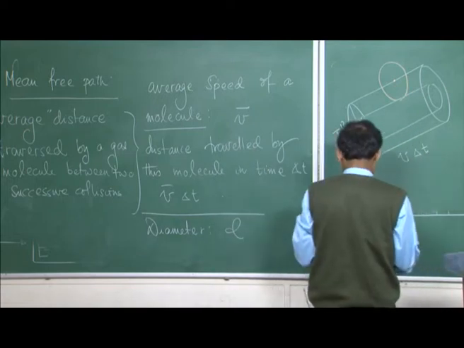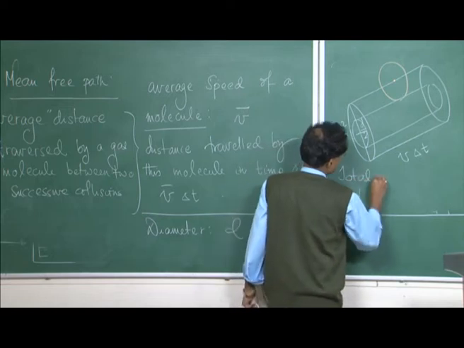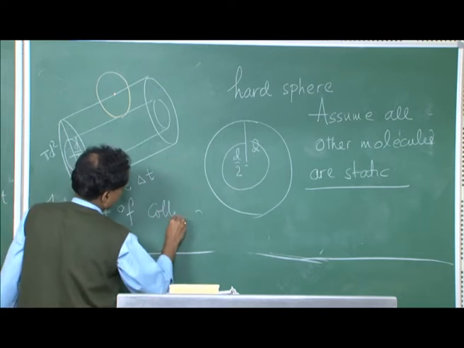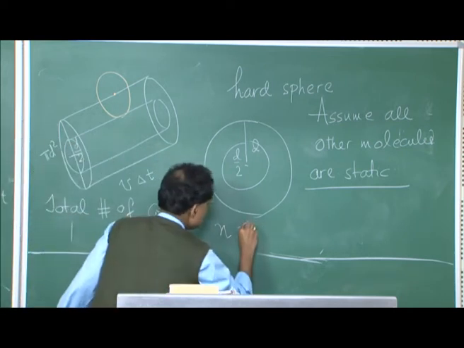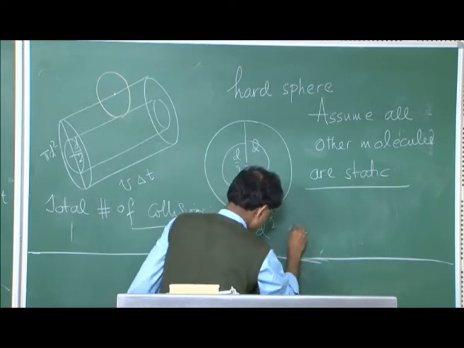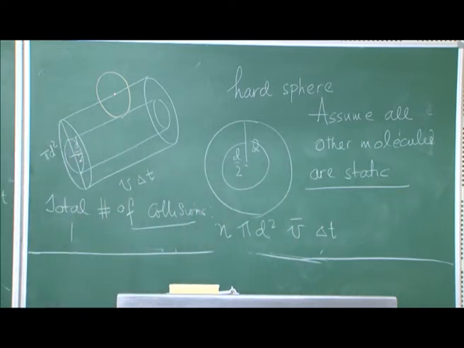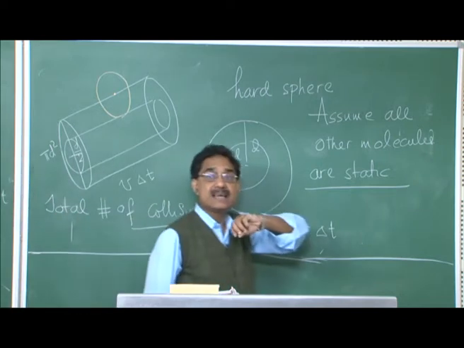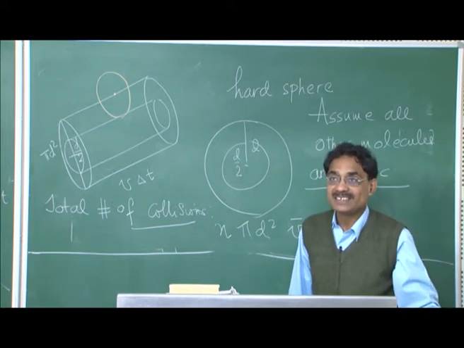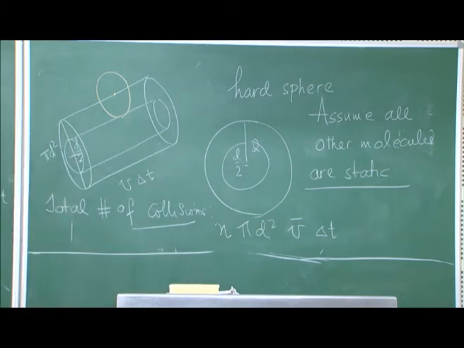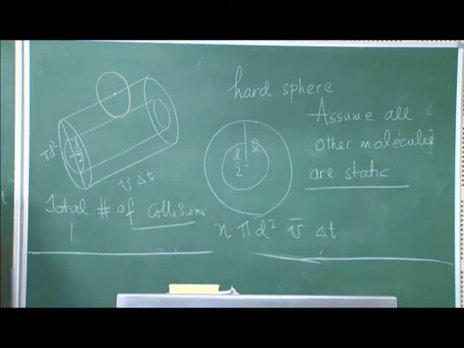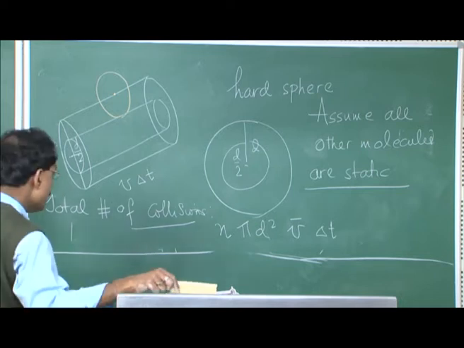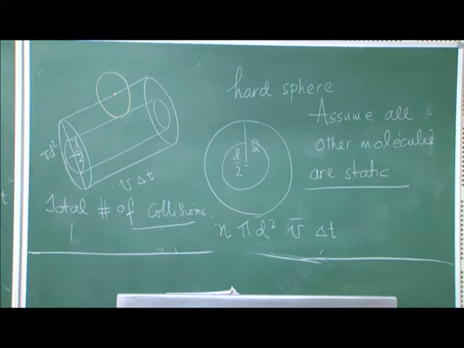So, how do we know the number of collisions? I can easily calculate the total number of collisions. If n is the number density, this is the cylinder area, pi d square, V average delta t. This is the total number of collisions it will have. Again, I am making an approximation here, assuming homogeneity, that the density is the same everywhere. It does not matter where this target molecule is moving. That means I am assuming I am far away from the wall. So, now I can find out the rate of collision, how many collisions it will suffer per unit time.